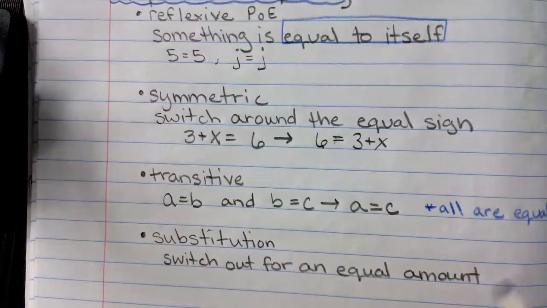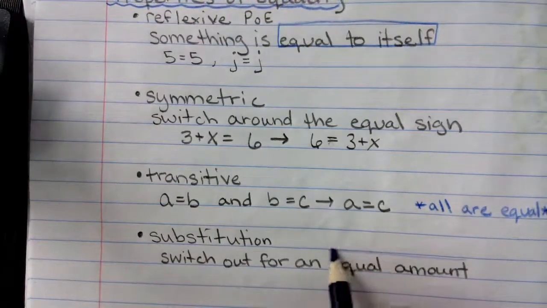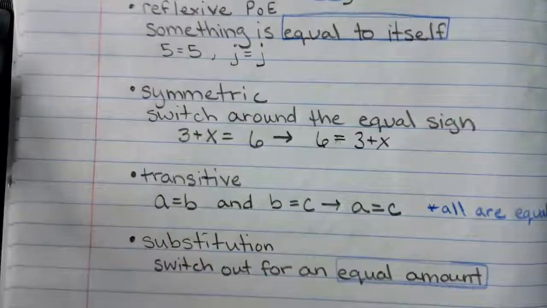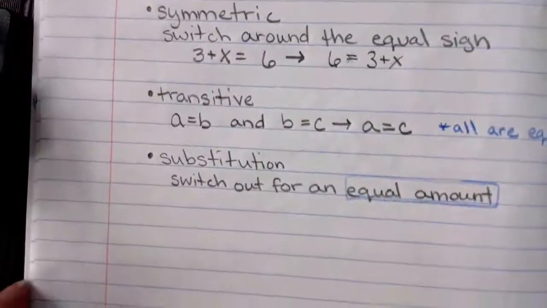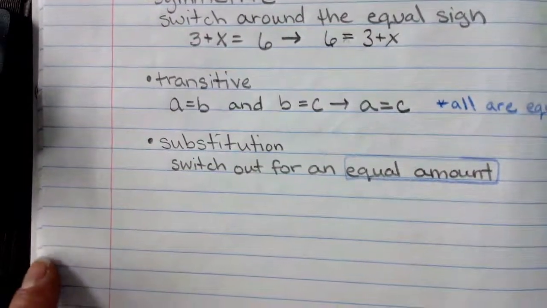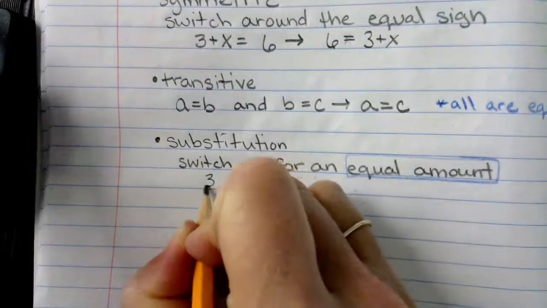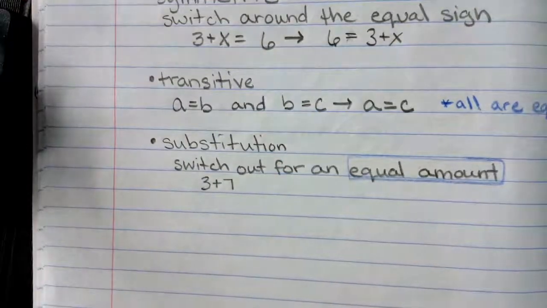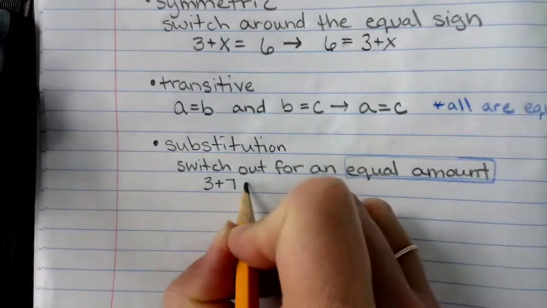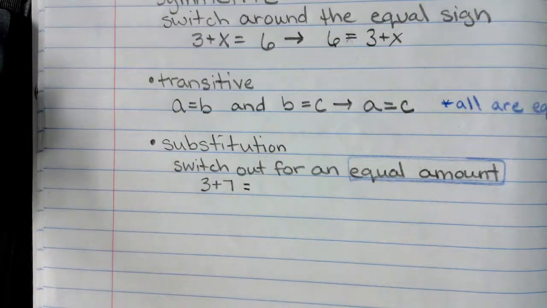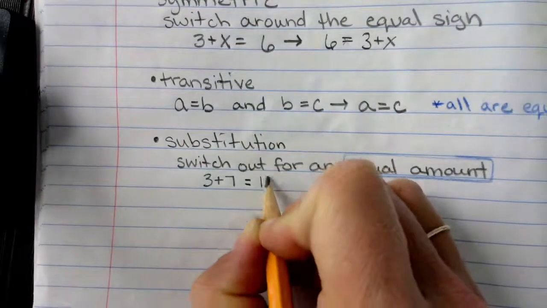So this is that really important part, this equal amount part. If you've been marking up at all, maybe mark that a little bit. Switch it out, but for an equal amount. For example, I could write 3 plus 7. Or, what else could I write? If I wanted to substitute 3 plus 7, what is 3 plus 7 equal to? 10. So instead of writing 3 plus 7, I could just write 10.